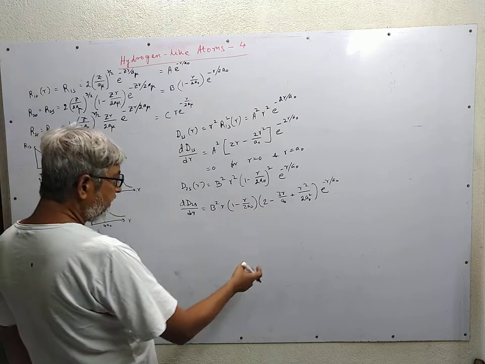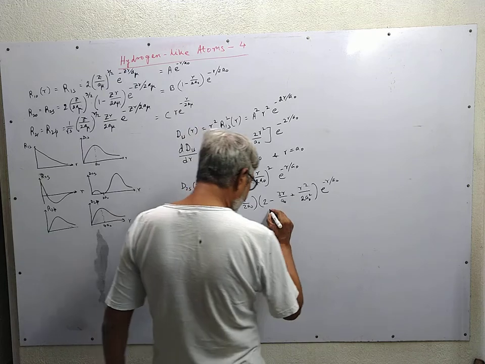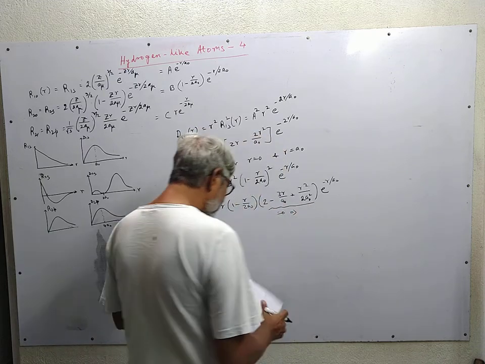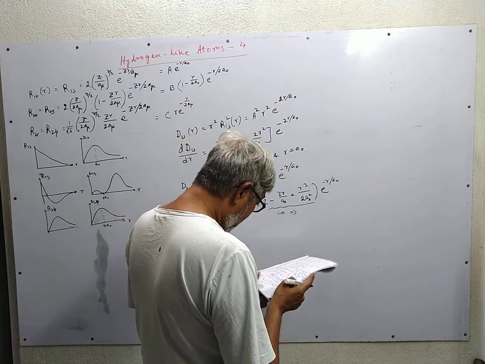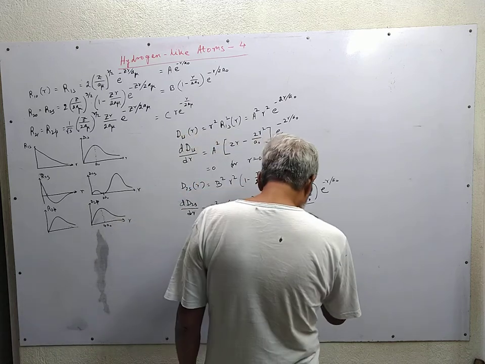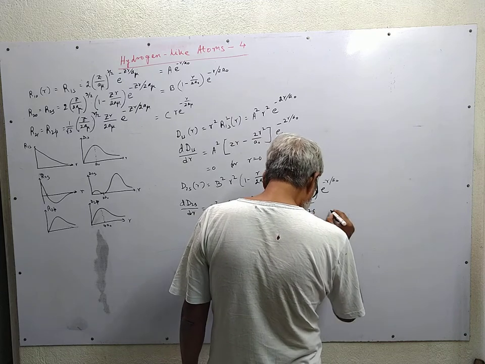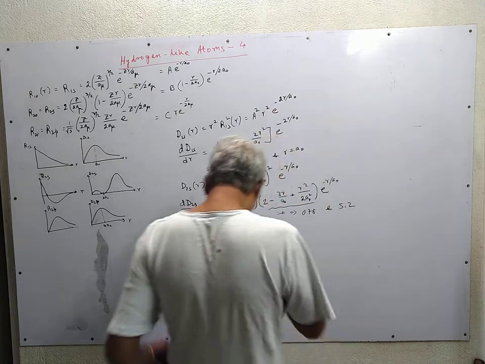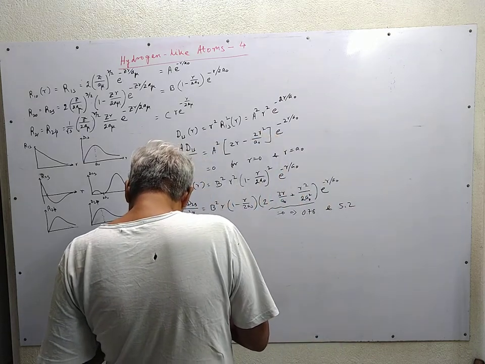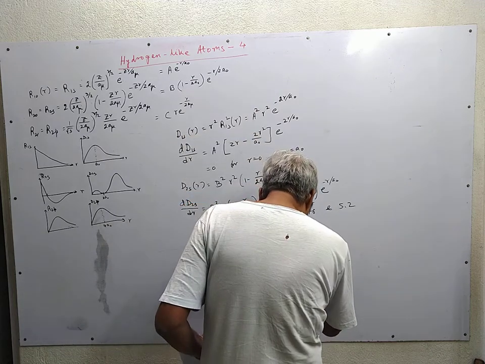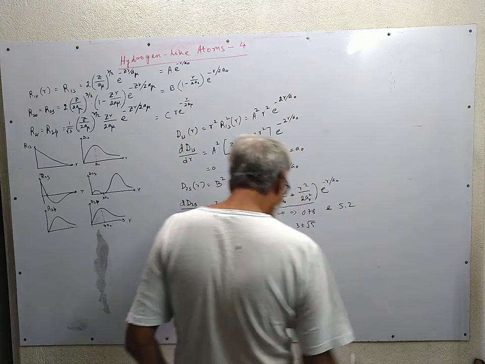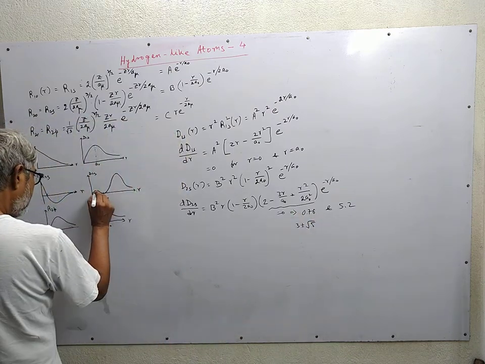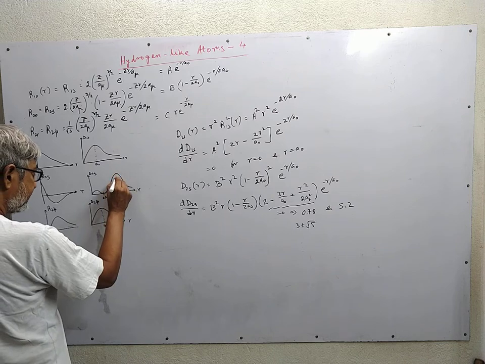If we set this part equal to 0, it gives you two values of r; these are the maxima. One is 0.76 and the other is 5.2. Basically this is 3 plus or minus square root of 5. These are the two values. So one value is here, 0.76, and this is another value.